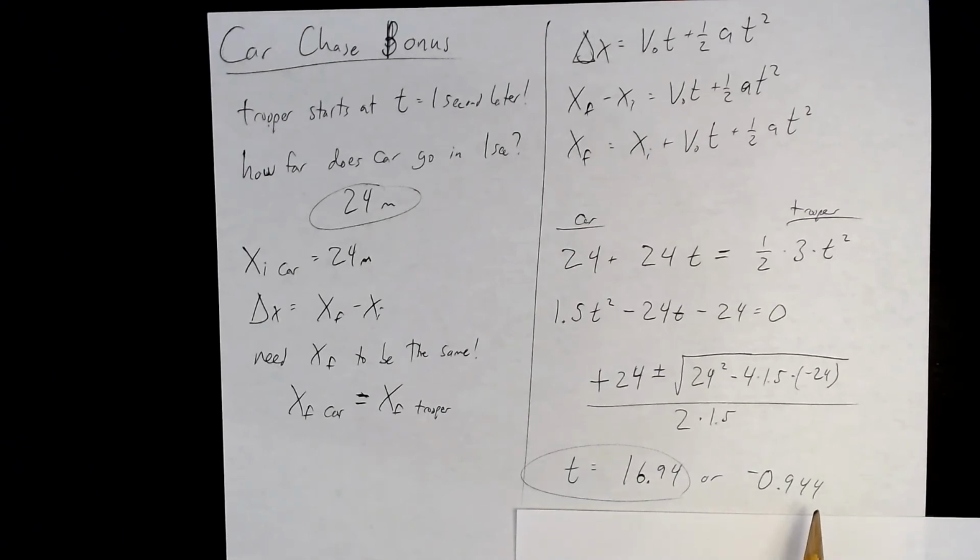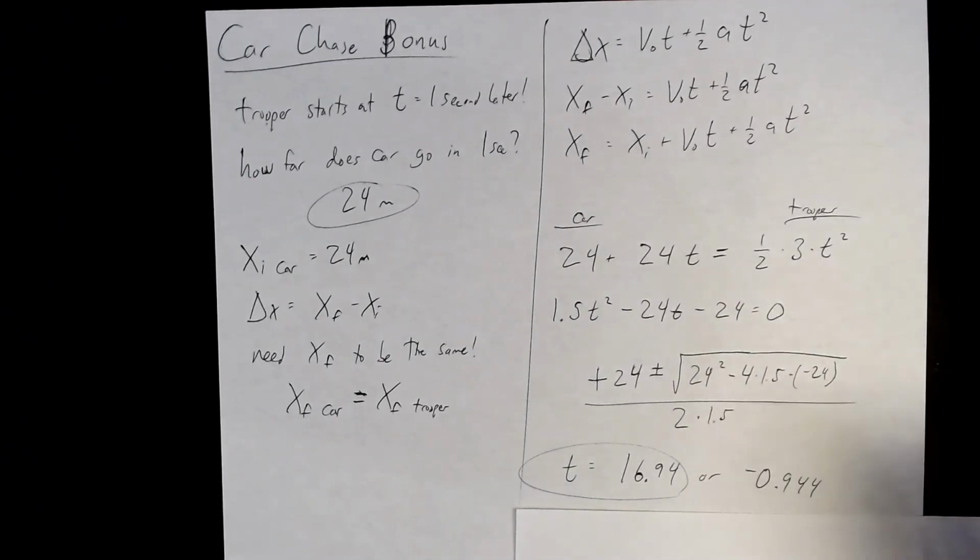This number actually indicates the moment that the car passed by the trooper, because remember, we're starting the timer at the moment that the trooper starts moving. So before the trooper started moving, the car had to pass by. This makes some assumptions about how the trooper was accelerating, which end up not being quite accurate. So generally you can just ignore that negative time right there.